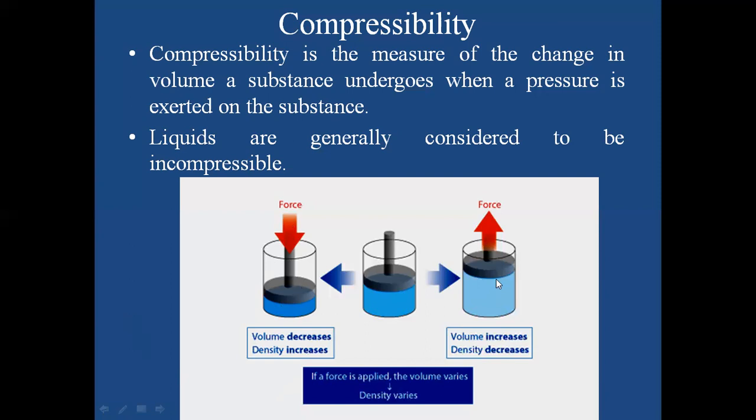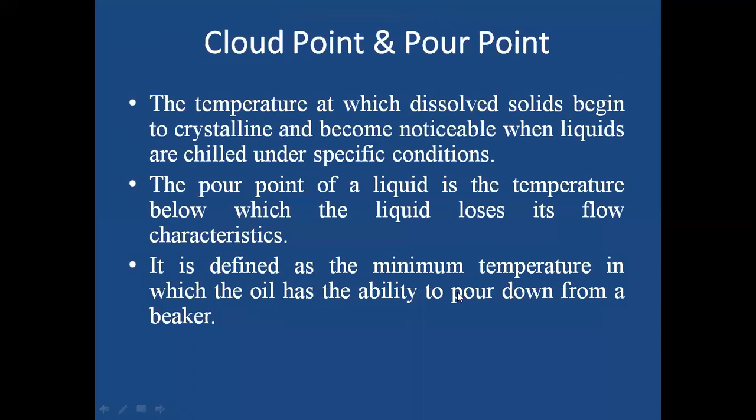You can see the third image. Here the applied force is being removed. When you remove this force, the volume increases. You can see the blue colored part. The volume increases, whereas the density decreases, because when the force is exerted, the filling of this liquid is not dense, so automatically the density decreases. Depending upon the force, the volume varies and the density varies. So this is called compressibility. Okay, so the next thing you're going to see is cloud point and pour point.